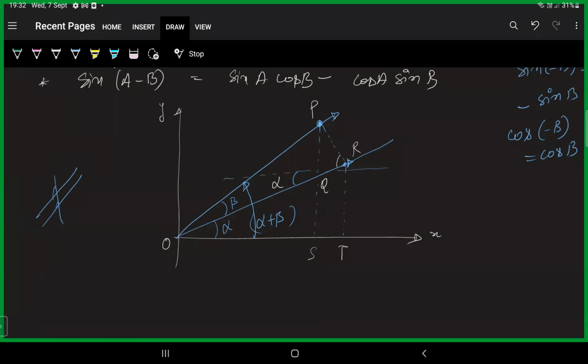So SQR does not intersect. Anyone? Anyone of you? It will be? Which one? Then?